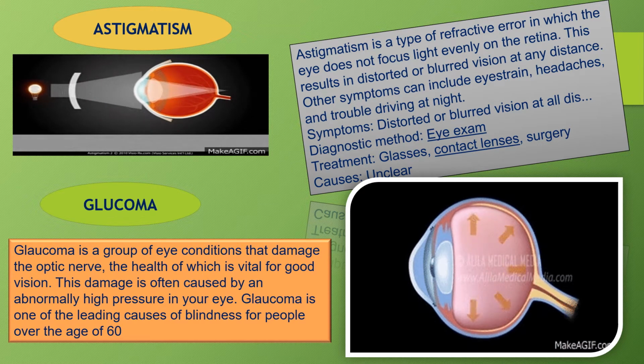Now the next one is glaucoma. Glaucoma is a group of eye conditions that damage the optic nerve, the health of which is vital for good vision. This damage is often caused by an abnormally high pressure in your eye. Glaucoma is one of the leading causes of blindness for people over the age of 60. You can see the eye pressure is increasing in the image.